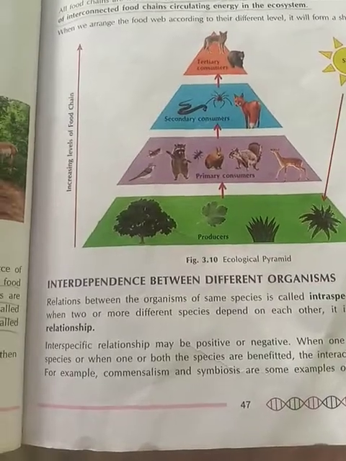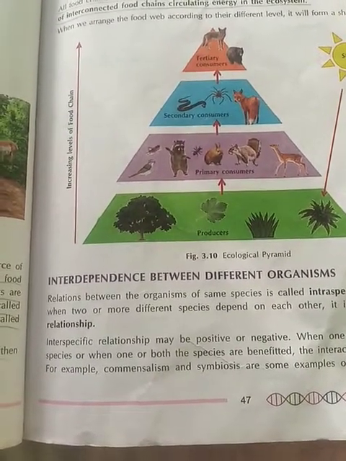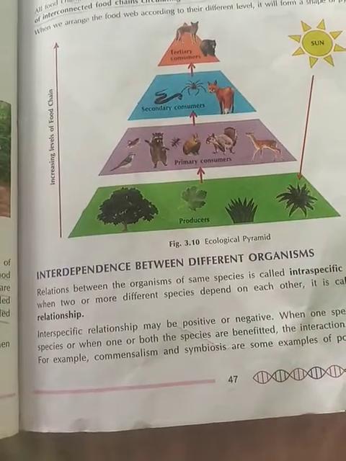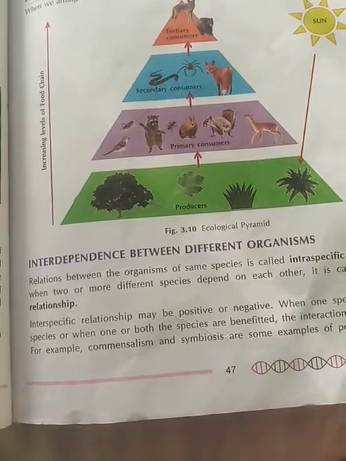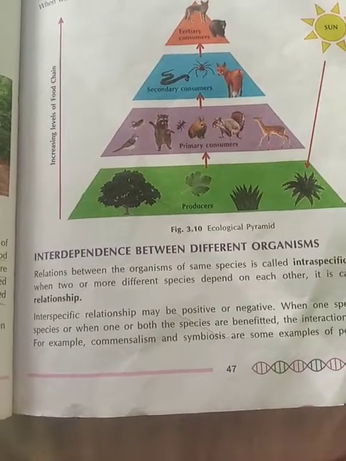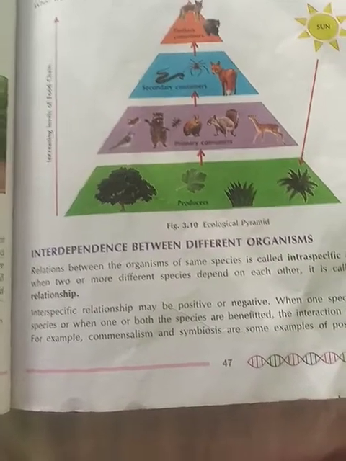As you all know, children, in this ecosystem, organisms depend on each other for their food. So, there is a relationship among these organisms. And today in this session, we are going to study about the different relationships between the different types of organisms.